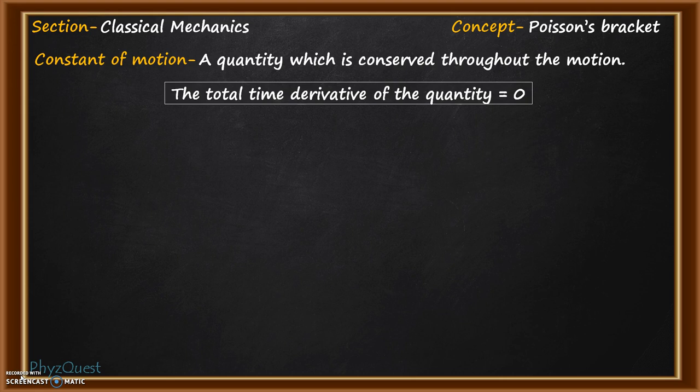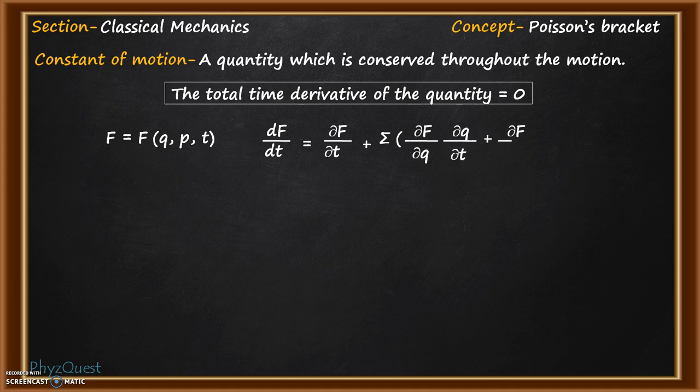So here, suppose we have a function f, which is a function of position, momentum and time. Now if we try to calculate its total time derivative, that is df/dt, since it is a function of time as well as position and momentum, the correct definition of the total time derivative will be the partial derivative ∂f/∂t plus summation over ∂f/∂q into ∂q/∂t plus ∂f/∂p into ∂p/∂t. That is the total time derivative expression of the given function, which is a function of position, momentum and time.